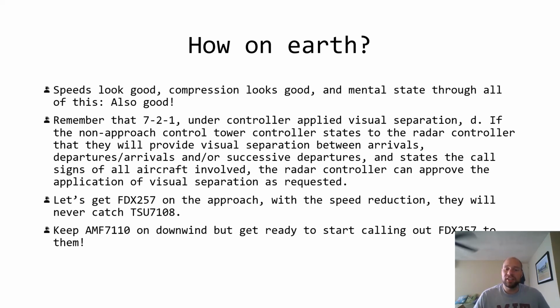Keep Flight 7110 on a downwind, but get ready to start calling out FedEx 257 heavy to them, right? Have them start looking for that giant heavy MD-11 with the logo light, the purple tail with FedEx written on it. You know, they might be able to see them out there. Chances are they will at that angle. So let's keep this going, keep the positive separation and attitude going, and we are getting really close to being done with a successful sequence. So let's keep it going.